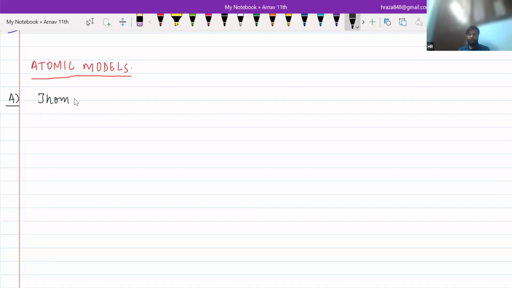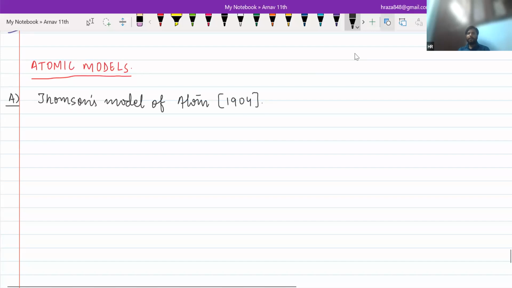So I'm going to write a topic: Thomson's model of atom. Thomson's model of an atom, in 1904. He said that atoms are like watermelons and the electrons are like the seeds in the watermelon, distributed uniformly all over the watermelon. And it also says that the mass of the atom is uniformly distributed all over the atom.